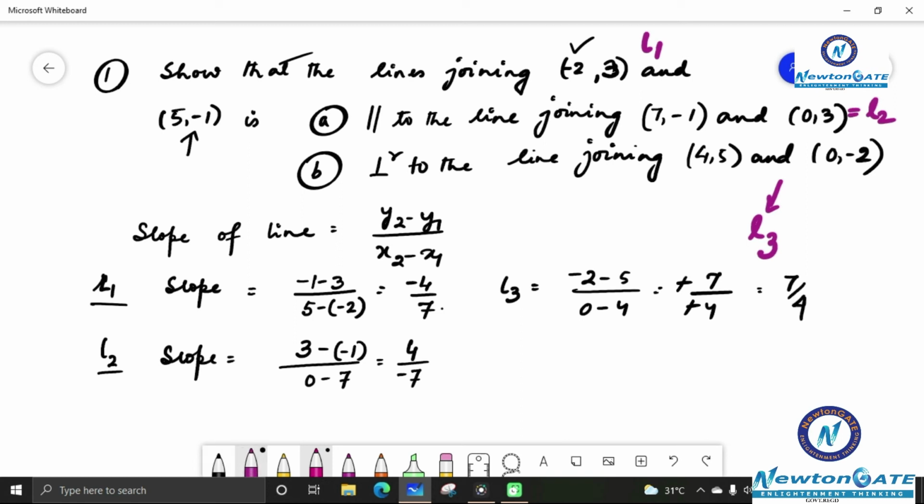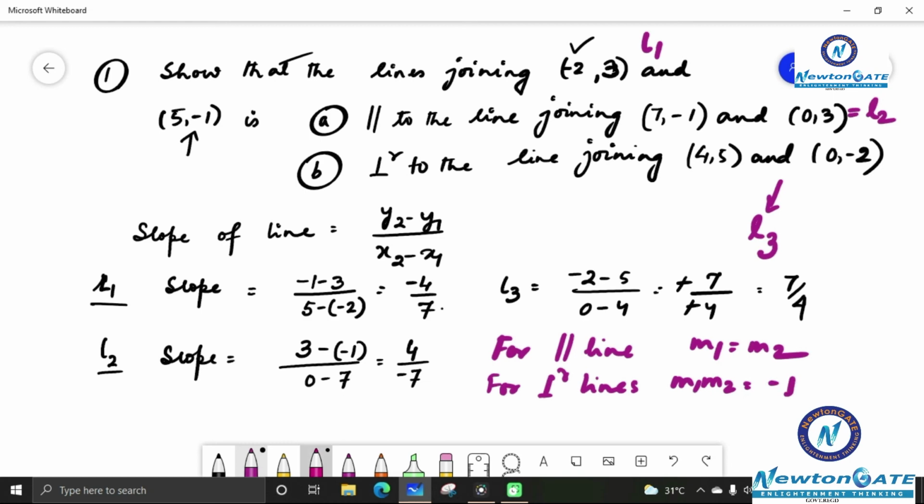Now let us recollect what was the condition of perpendicularity and parallelism. For parallel lines, we had M1 equal to M2, and for perpendicular lines, we had M1 M2 equal to minus 1. Let us quickly see whether this condition holds or not. L1 and L2 are giving me the same slope, so definitely they are parallel to each other. So our first condition is very much true.